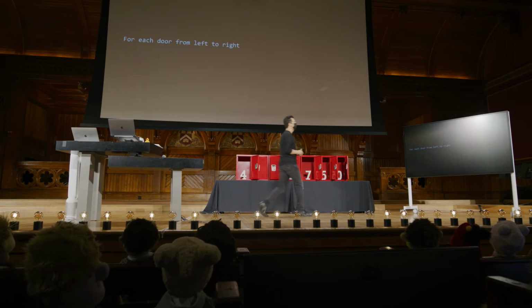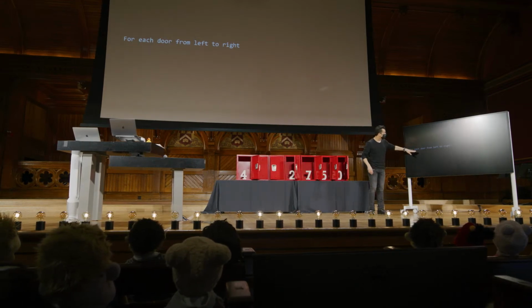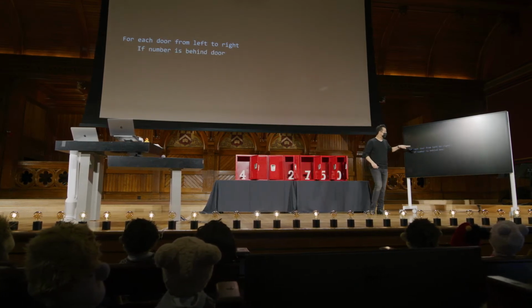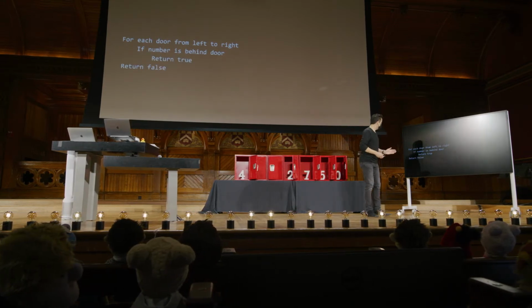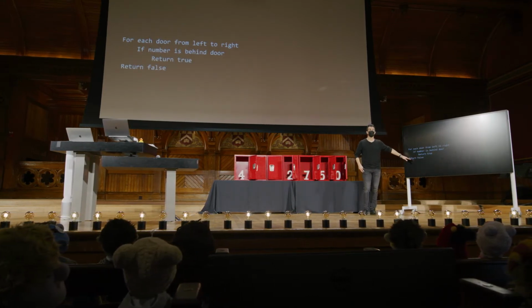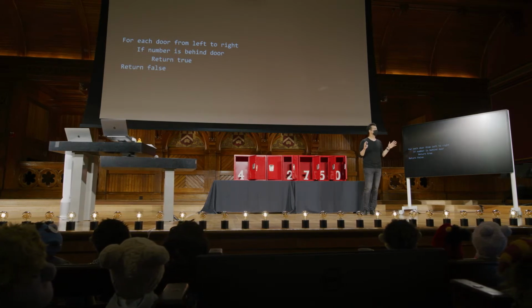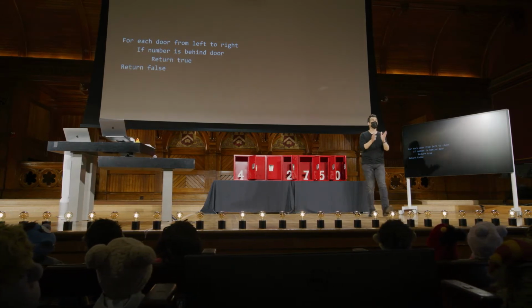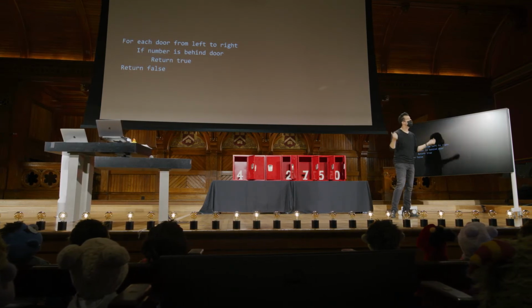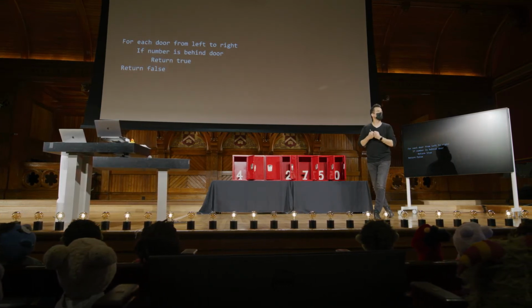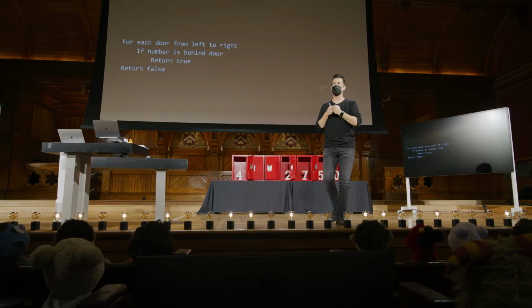So here might be one formulation of what Namira did. For each door, from left to right, if the number is behind the door, return true. Else, at the very end of the program, you would return false by default. And now you got lucky, and by the 7th door, Namira had indeed returned true by saying, voila, there is the 0. But let's consider if this pseudocode is now correct, an accurate translation.